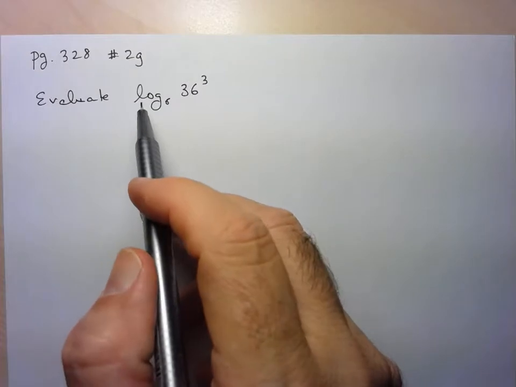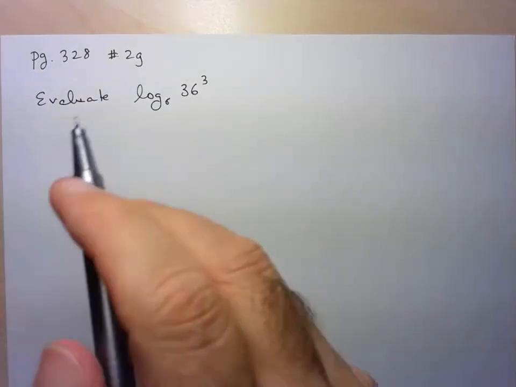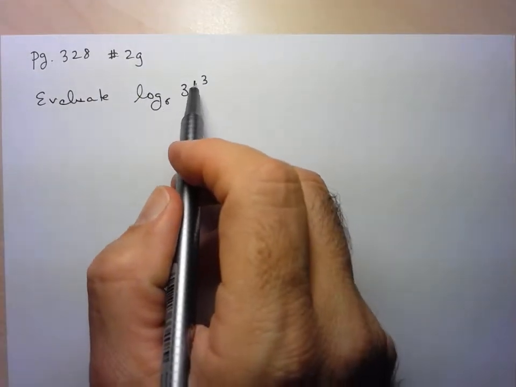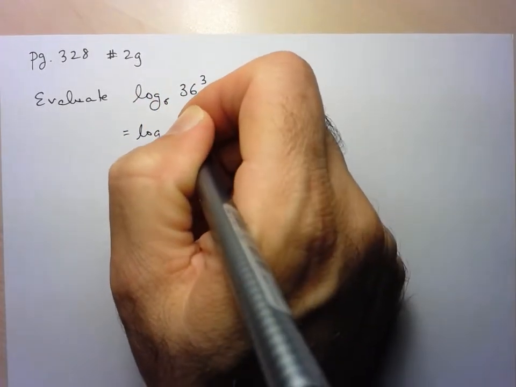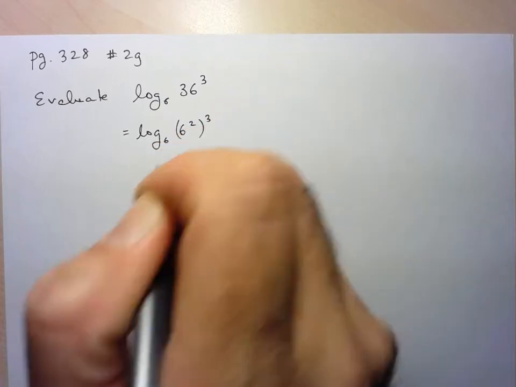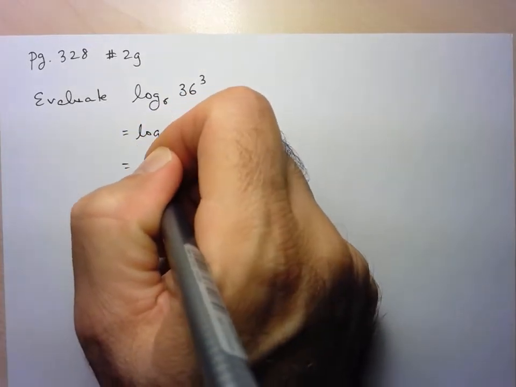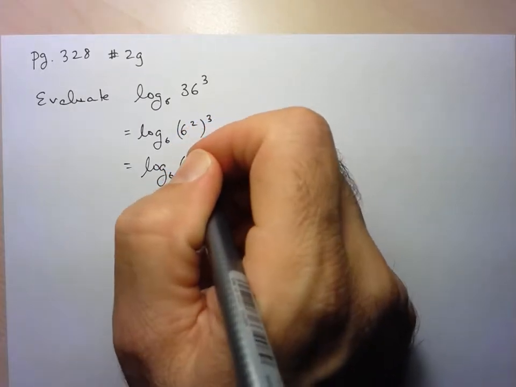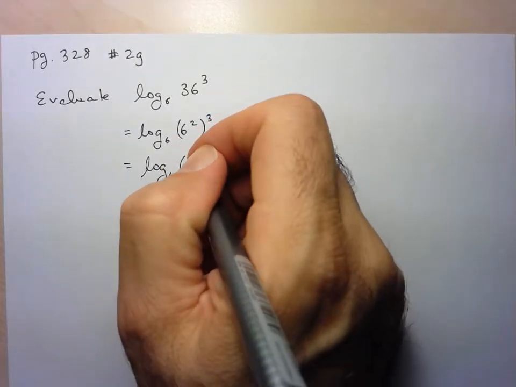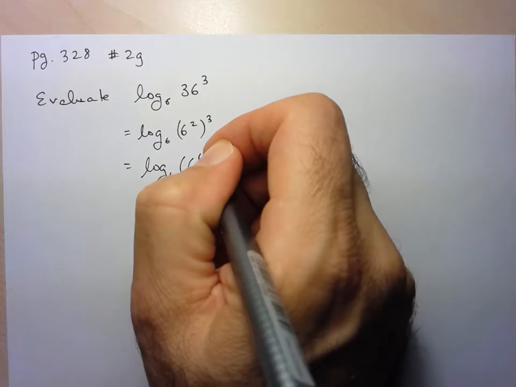Okay, so I think if we do a little bit of manipulation, though, we should be able to figure this out. And hopefully you realize that 36 can just be written as 6 squared. So this can be written as 6 squared all cubed. And then finally we can use our third exponent law to write 6 squared to the power 3 as 6 to the power of 6.